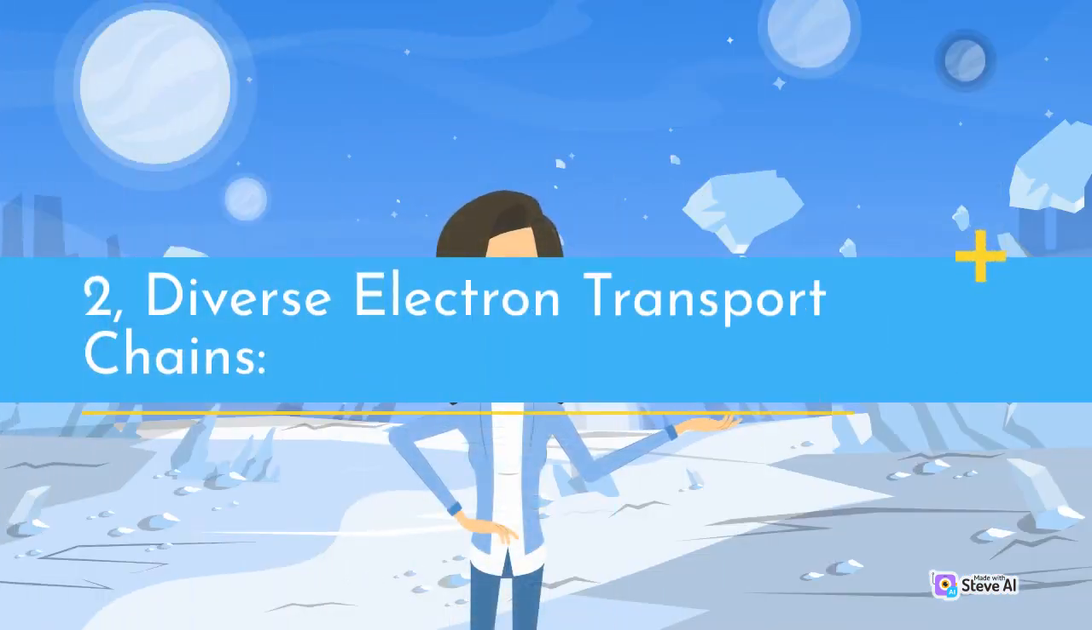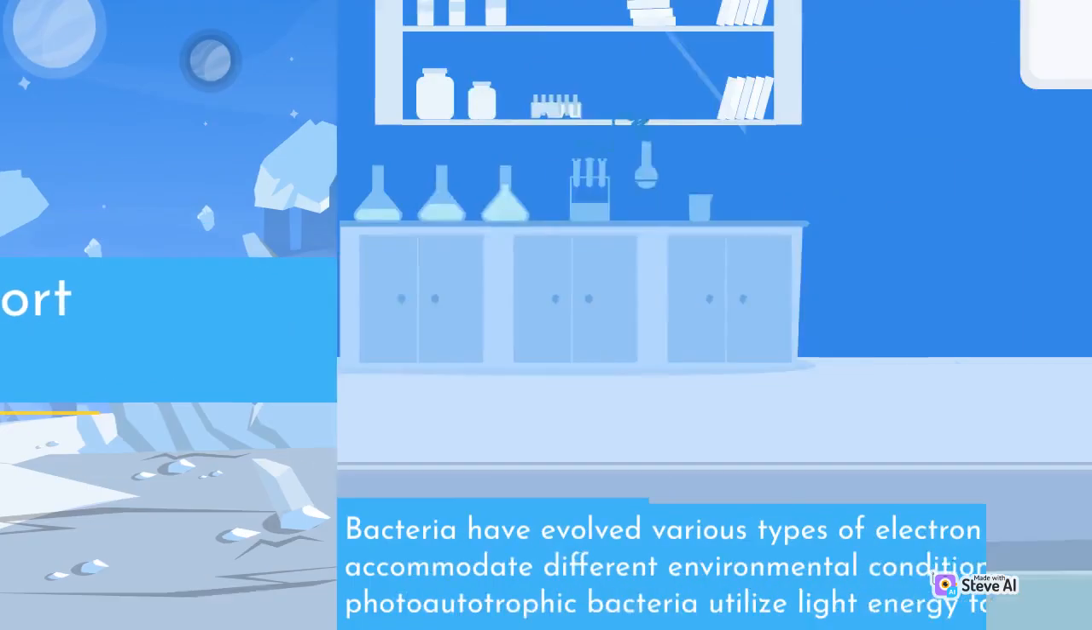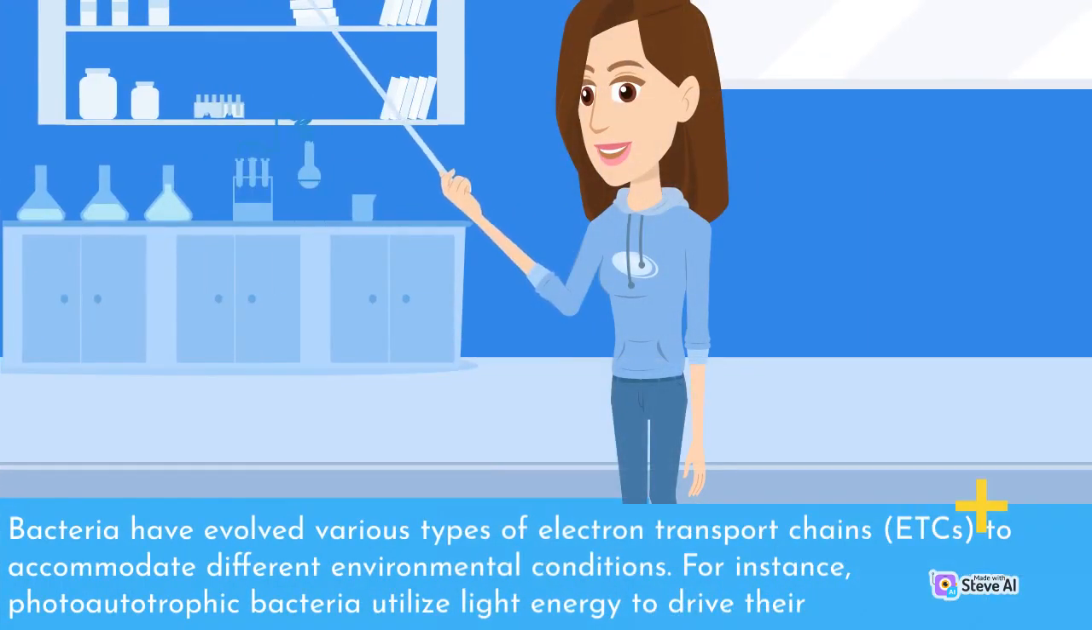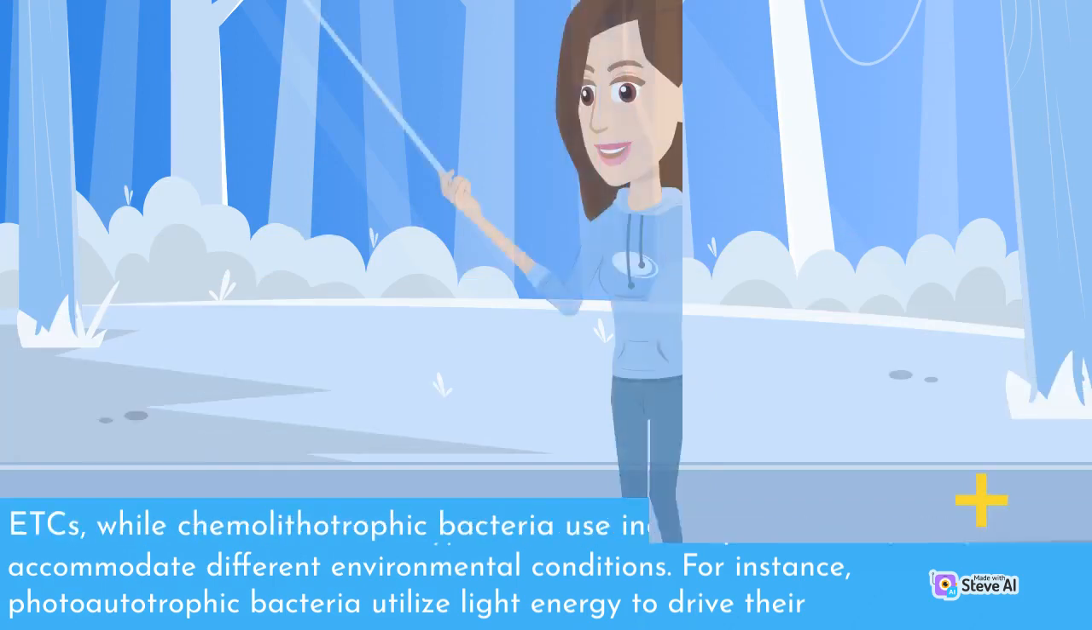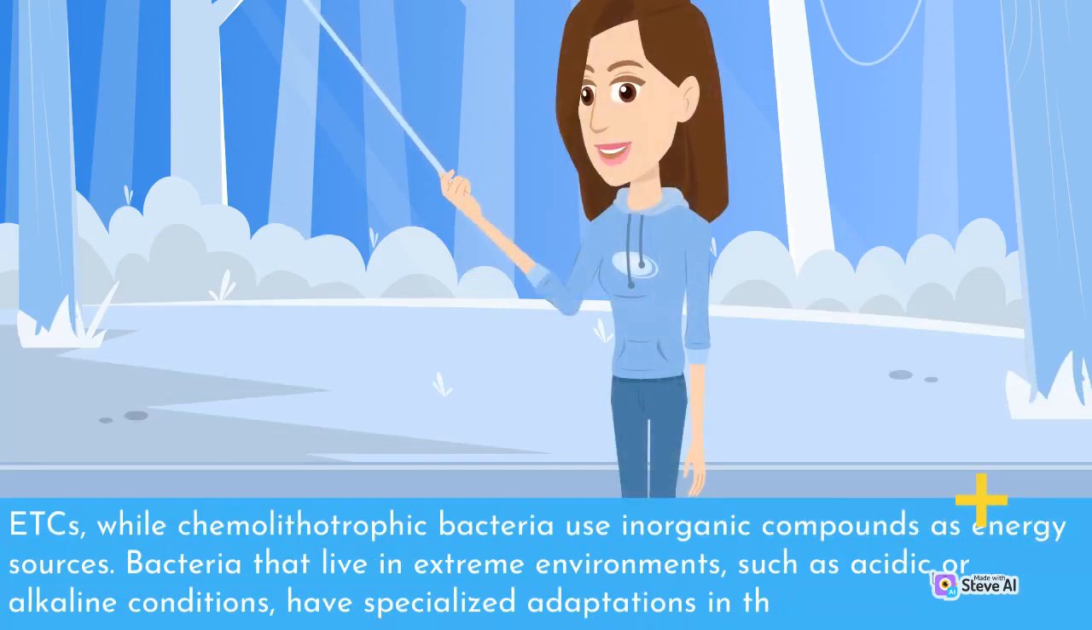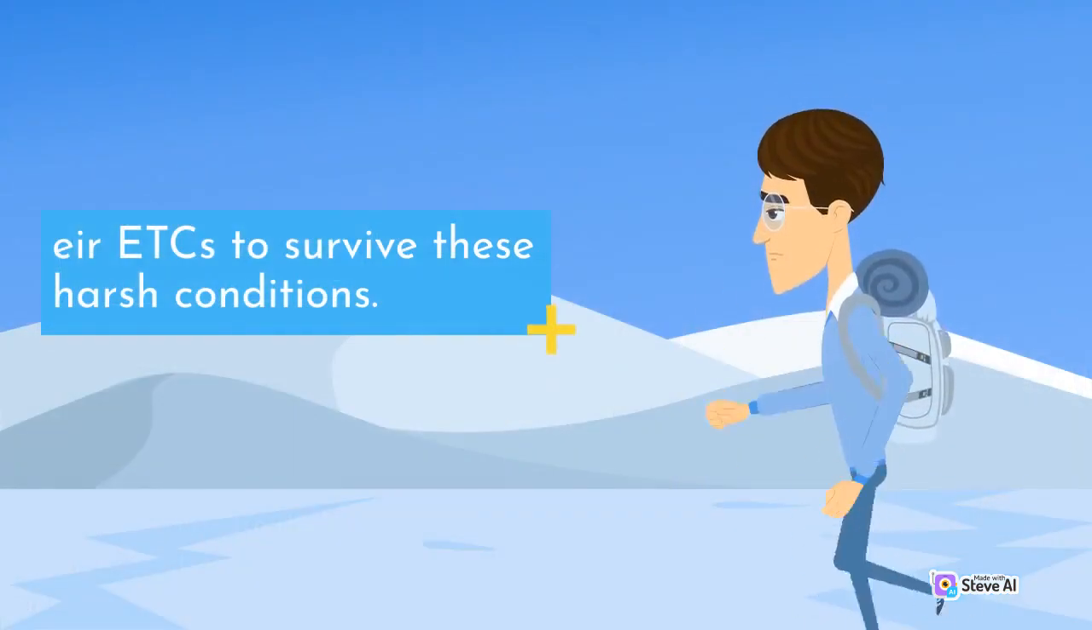2. Diverse electron transport chains. Bacteria have evolved various types of electron transport chains, ETCs, to accommodate different environmental conditions. For instance, photoautotrophic bacteria utilize light energy to drive their ETCs, while chemolithotrophic bacteria use inorganic compounds as energy sources. Bacteria that live in extreme environments, such as acidic or alkaline conditions, have specialized adaptations in their ETCs to survive these harsh conditions.